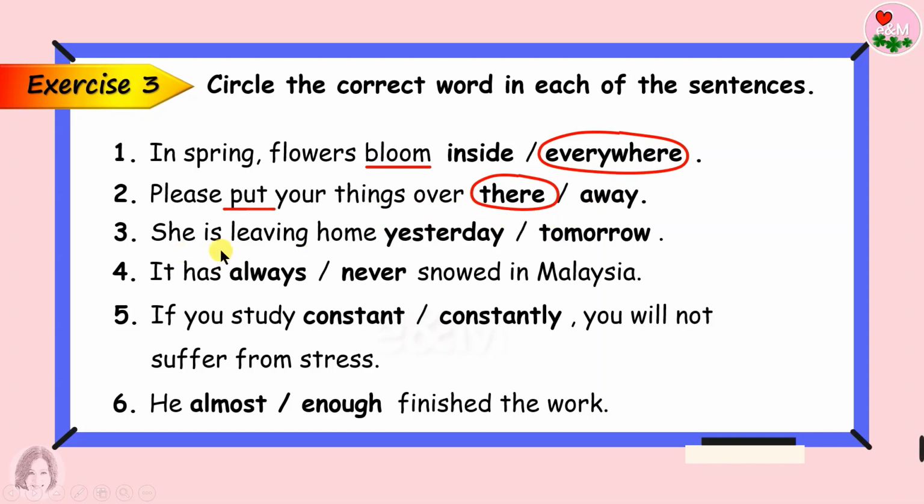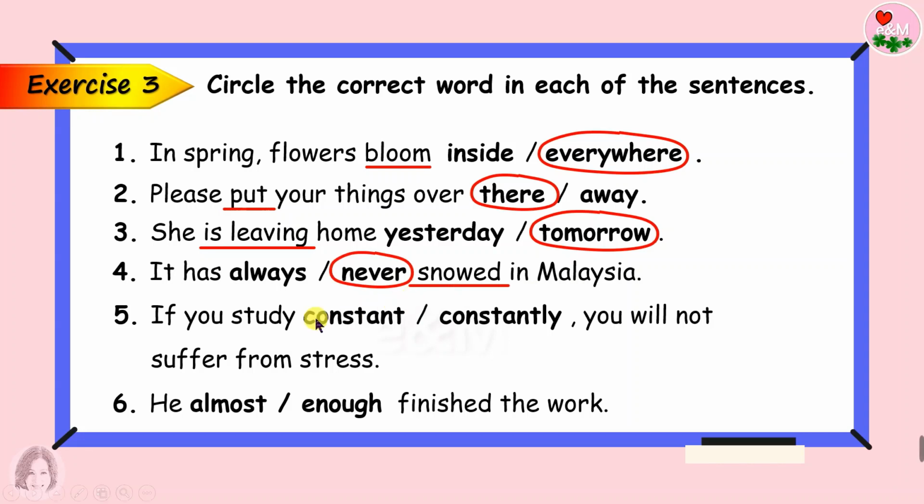Number 3. She is leaving home yesterday or tomorrow. Of course, the answer is tomorrow, which is answering the question, when is she leaving? Alright. Number 4. It has always or never snowed in Malaysia. Answer is never. It's an adverb of frequency. It does not snow in Malaysia. There is no record of it ever snowing in Malaysia.